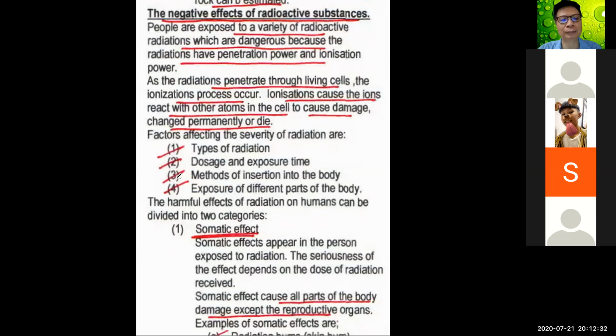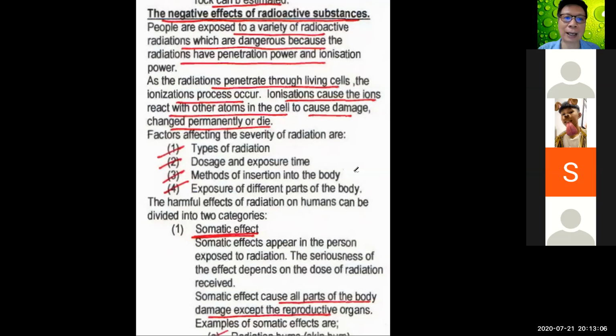Third, methods of insertion into the body, how it goes into your body. There are a few methods: through injection, through penetration of your skin, or through breathing. When you breathe, it goes through your mouth and nose, inside your body, into your lung. And one more is through food. When you eat, it goes into your body.